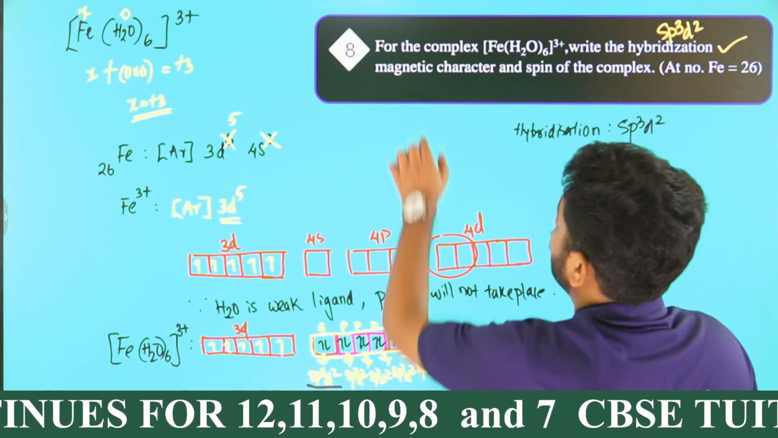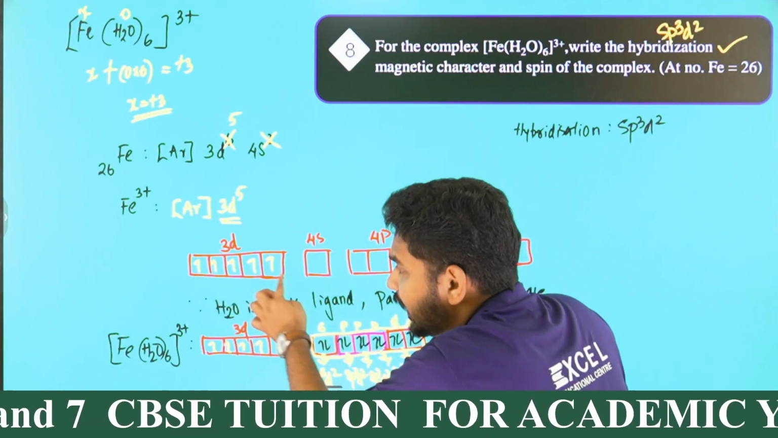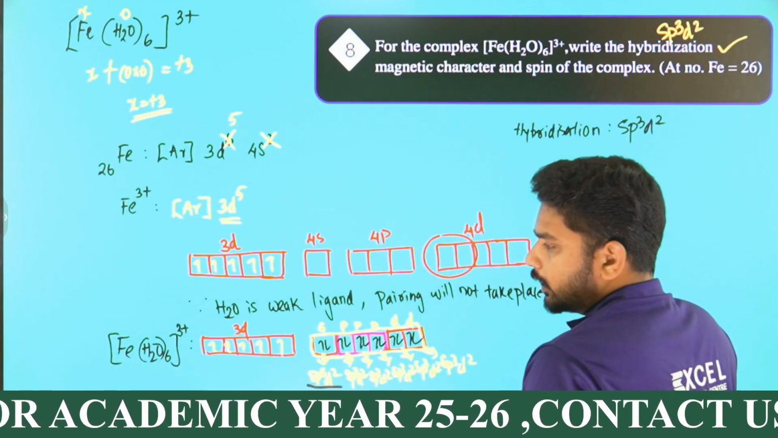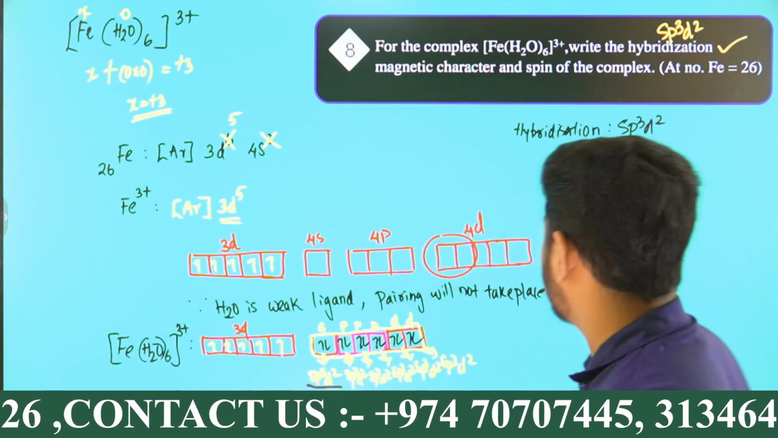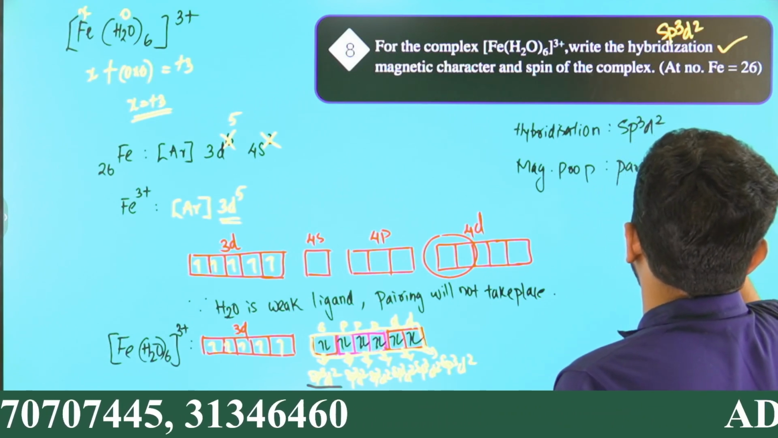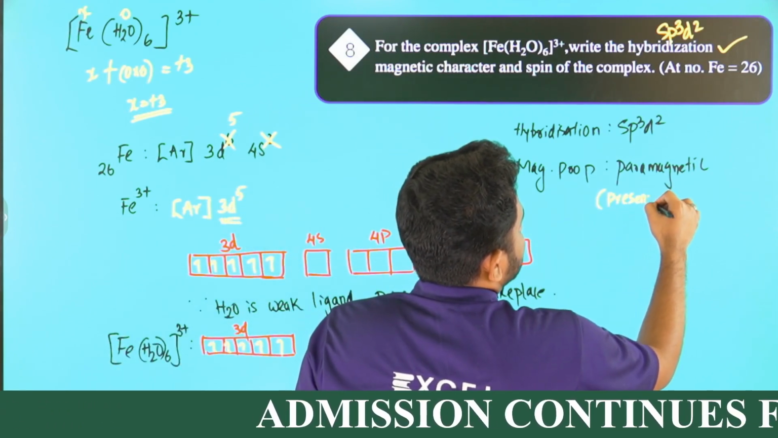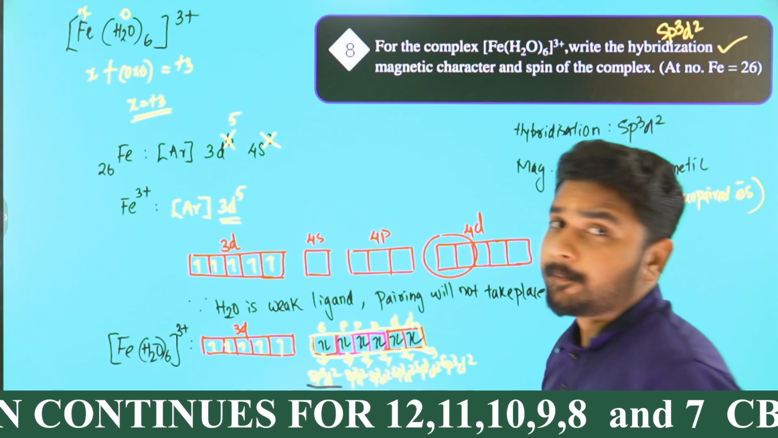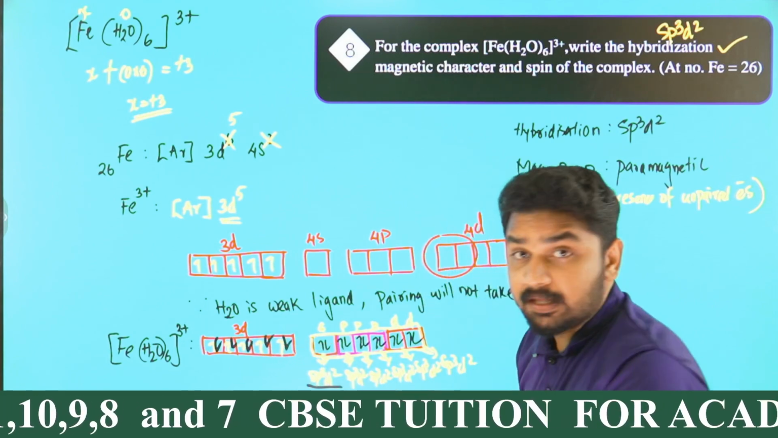And the next one, magnetic character. Magnetic character mainly depends on the presence of unpaired electrons. You can see even in your last complex, it has unpaired electrons in the 3d orbital. So the presence of unpaired electrons makes them paramagnetic. So you can say the magnetic property is paramagnetic. Why are they paramagnetic? It is simply due to the presence of unpaired electrons. If all electrons are paired, then it should be diamagnetic.